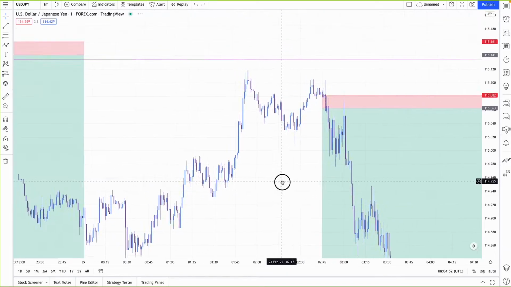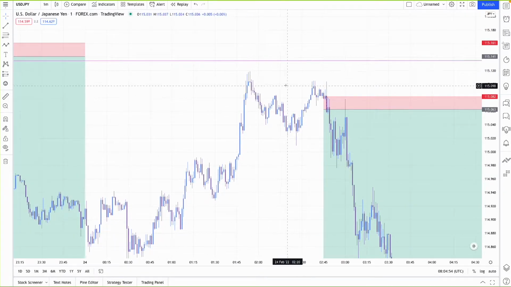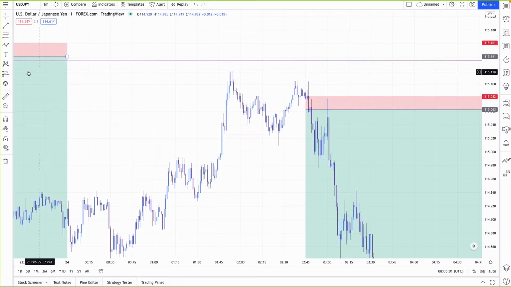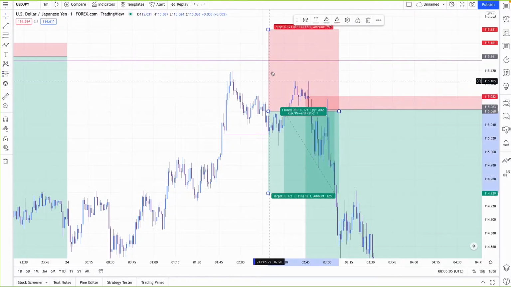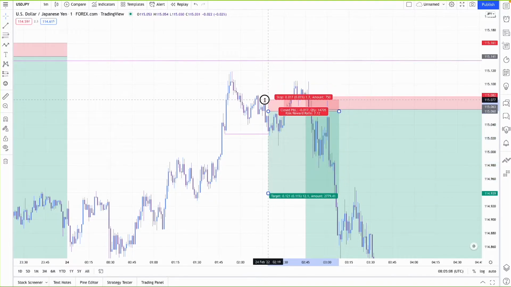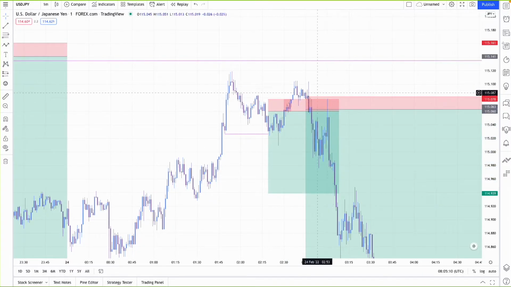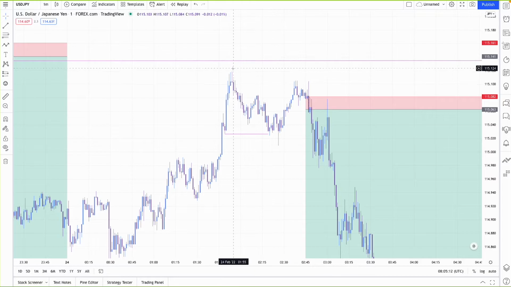So if I come in here, what we'll see is, here's the highest point right here. Here was our first change of character, which for me, I wasn't in the market. I would have ended up taking a loss though, because my strategy would have been, where did the change of character come from? It came from here. I would have had my stop just above here, and I would have taken a loss, but no problem. We failed to break the high.